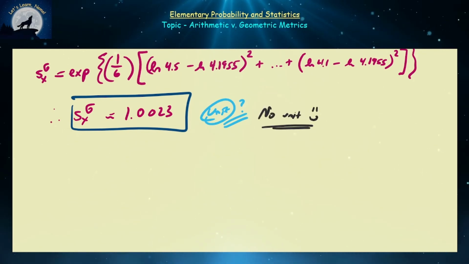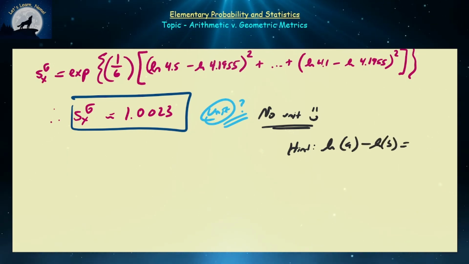It's very strange at first. But if you know a couple of mathematical properties, hint: the natural log of a minus the natural log of b will actually be equal to the natural log of a over b. I'll give you some moment to think about that if you want a nice little mathematical puzzle to explore on your own.